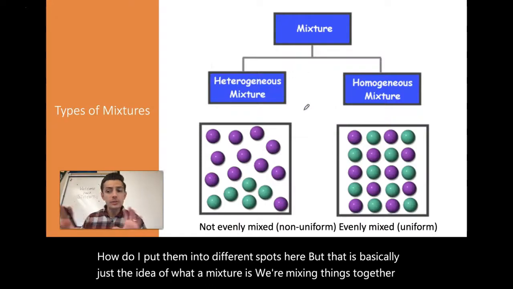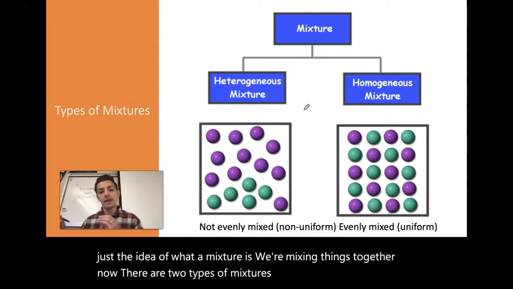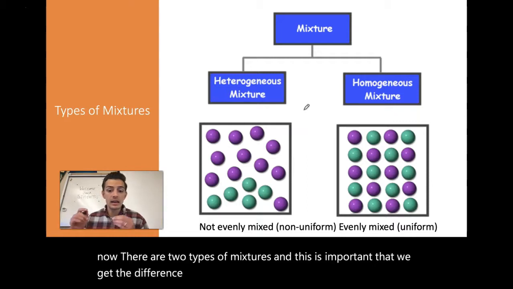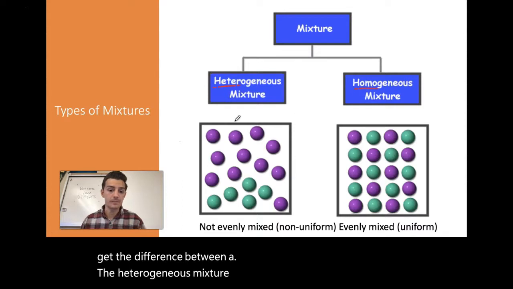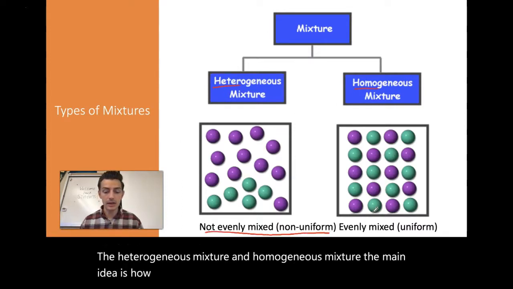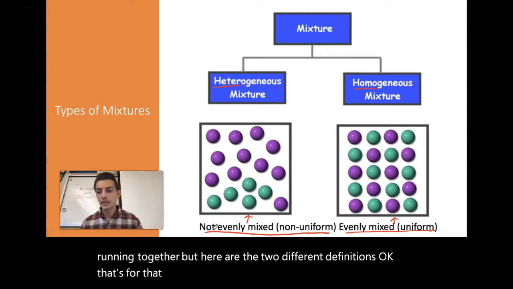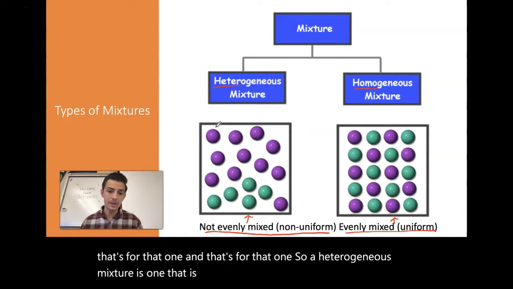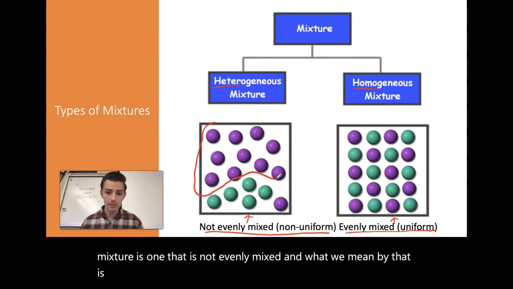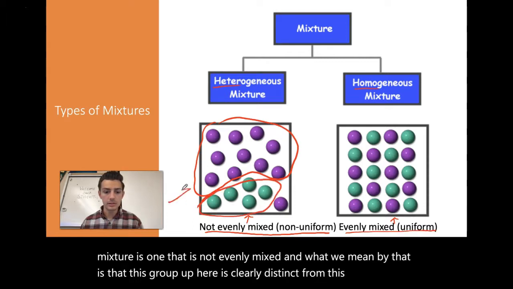Now, there are two types of mixtures, and this is important that we get the difference between what's called a heterogeneous mixture and a homogeneous mixture. The main idea is how evenly mixed they are. Here are the two different definitions. A heterogeneous mixture is one that is not evenly mixed. What we mean by that is that this group up here is clearly distinct from this group down here. So there's two groups here.